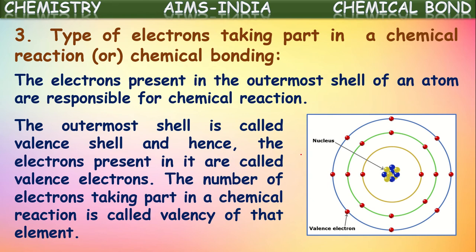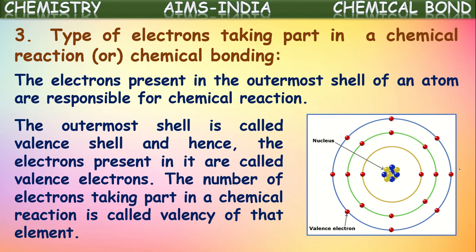The number of electrons taking part in a chemical reaction is called the valency of that element. So the number of electrons from the valence shell that participate in bond formation is called the valency of that element.